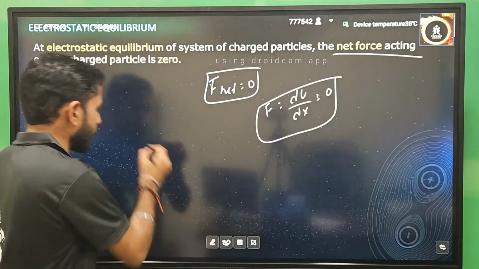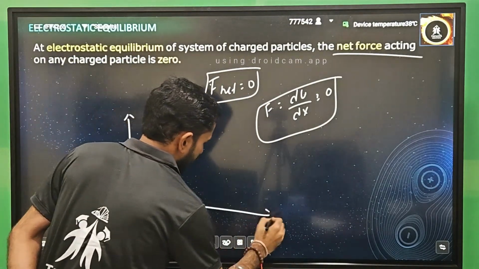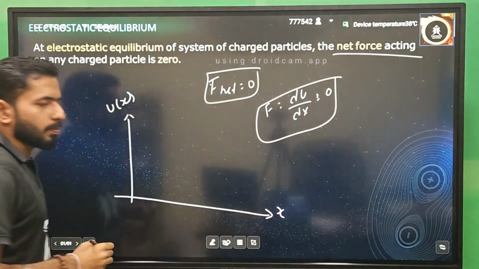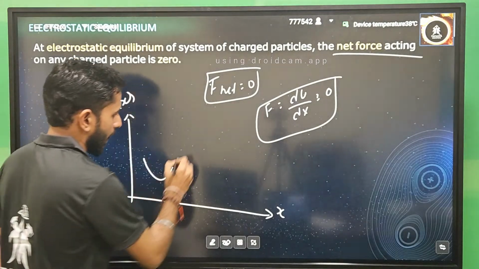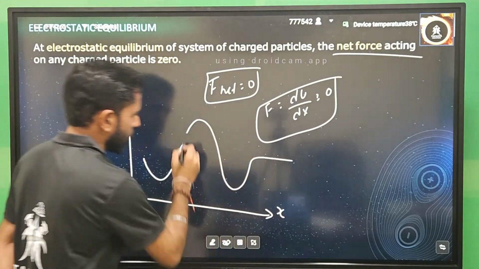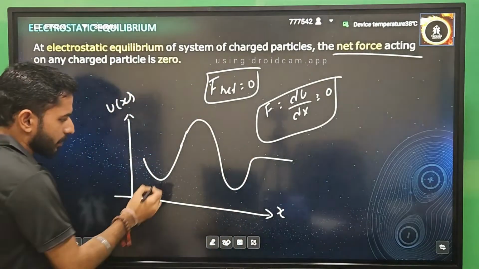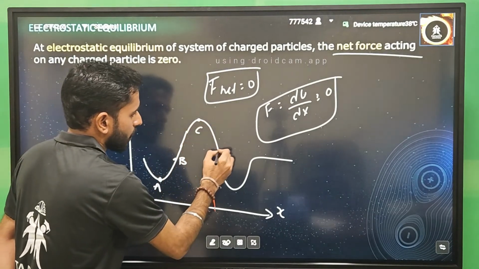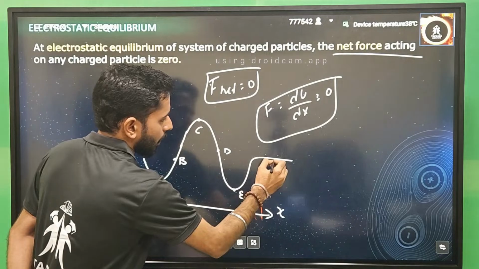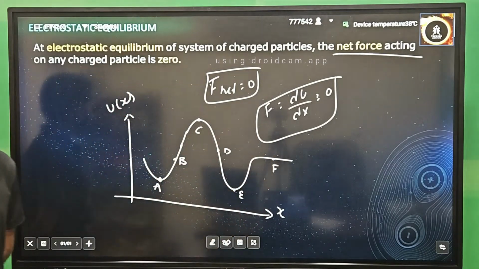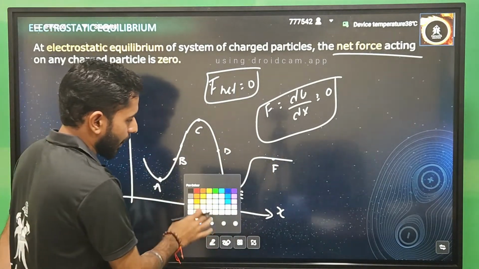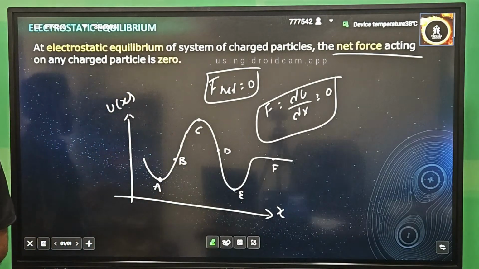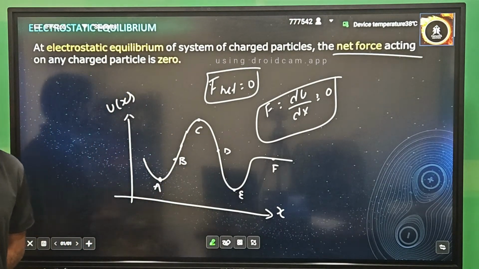Do you remember what kind of curve was coming there? Because here also some good questions will discuss the nature of equilibrium. Let's suppose I have drawn a potential energy versus x curve, somewhat like this, for example. And let's say I take some points A, B, C, D, E and F. Correct? I have drawn some curve, and now I will ask you: how many points of equilibrium are there, and what kind of equilibrium are they?